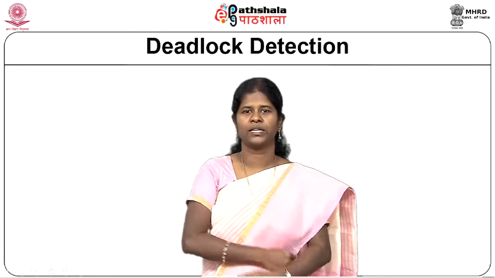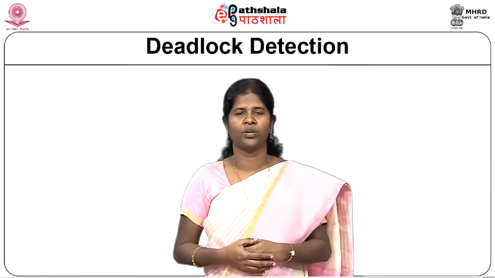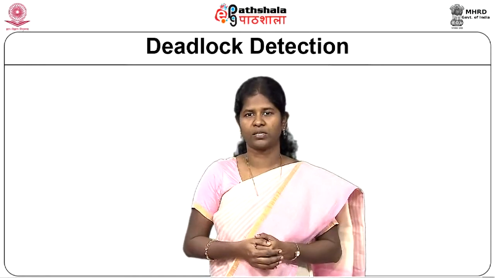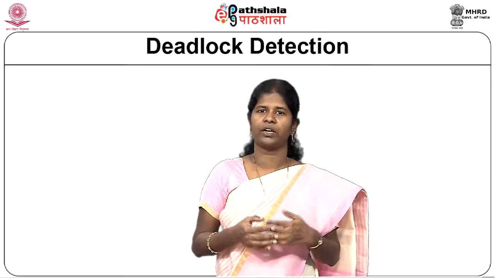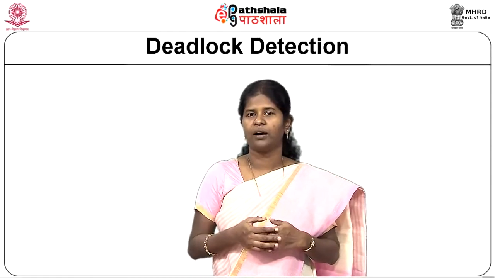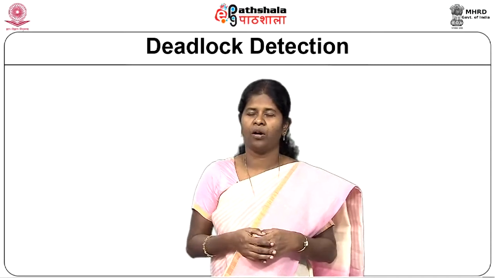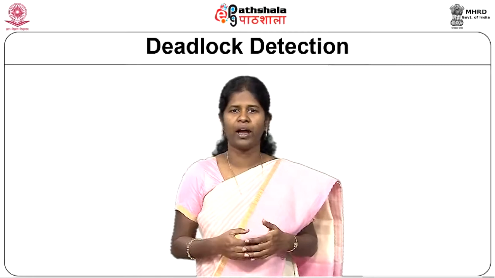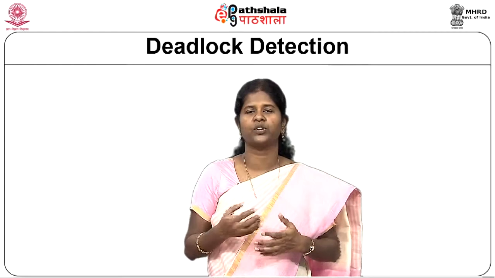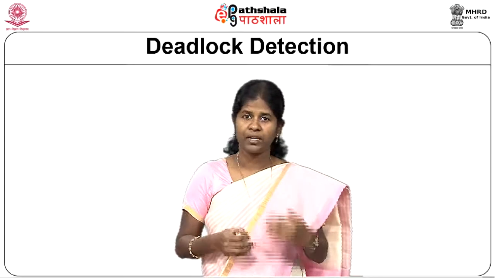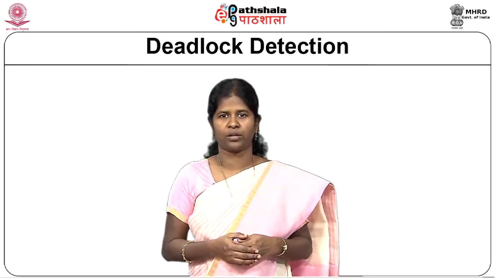First we will see deadlock detection. In the earlier module, we saw how to avoid deadlocks. For avoiding deadlocks, the system needs to have knowledge of what will happen in the future, or the processes should tell beforehand what requests will be made by each of them in the future, and based on that the system will decide whether a request can be satisfied or not.